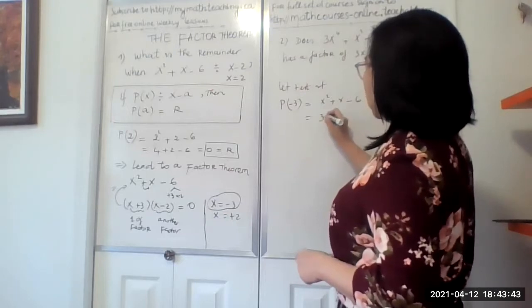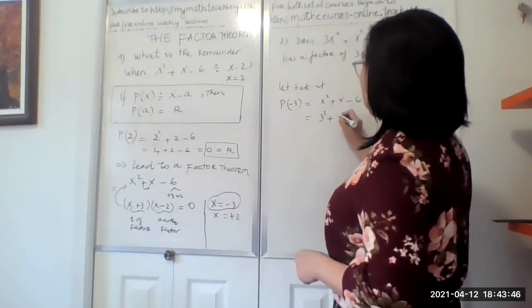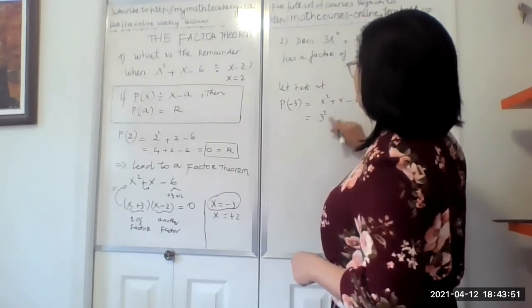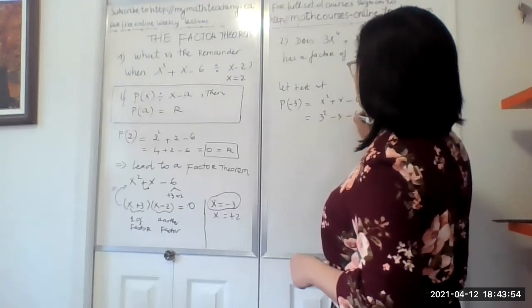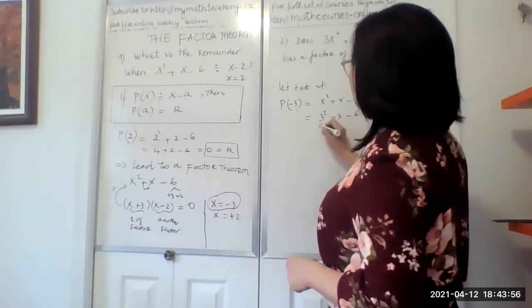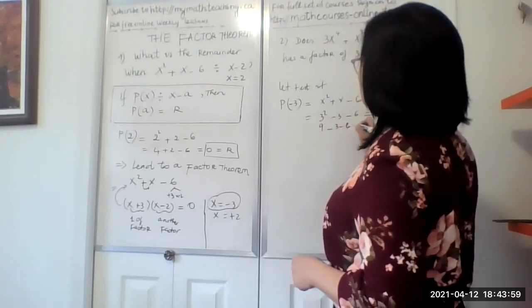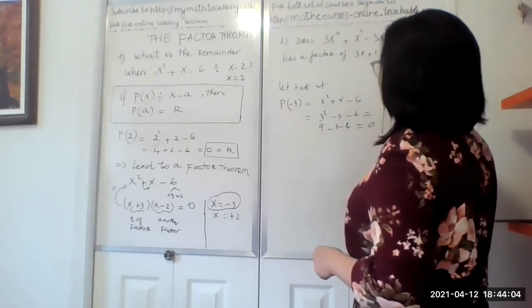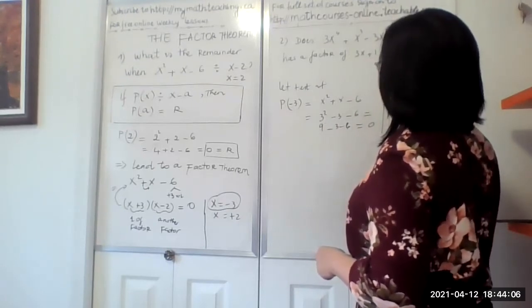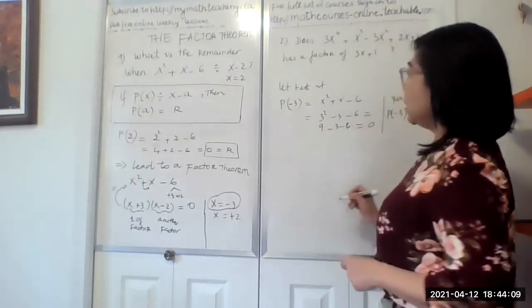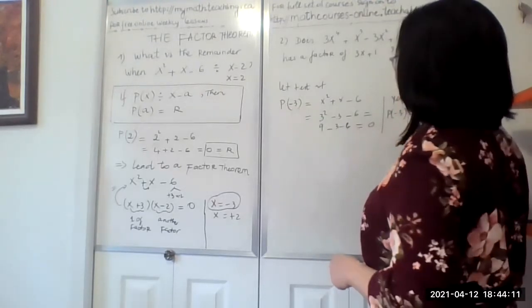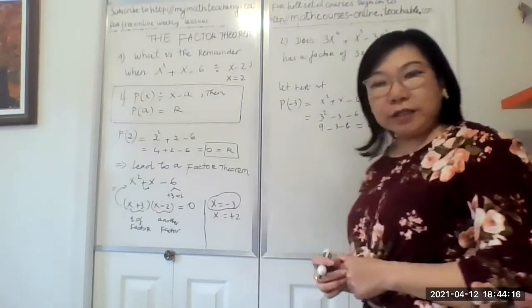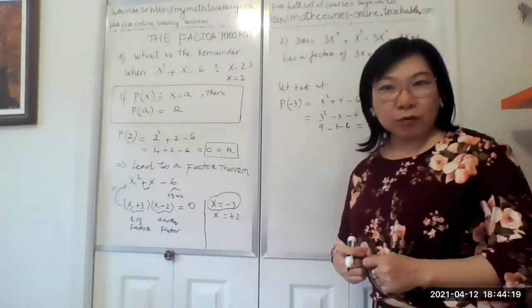So that will give us 3 squared plus minus 3, right? And plus minus 3, check minus 3, minus 6. So this will be 9 minus 3 minus 6. Yes, it's 0. So yes, we got P of minus 3 equals 0, right? And according to our remainder theorem, this is a remainder. It should coincide that our remainder equals 0.